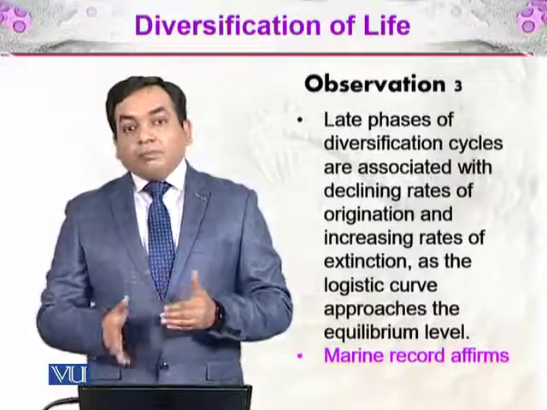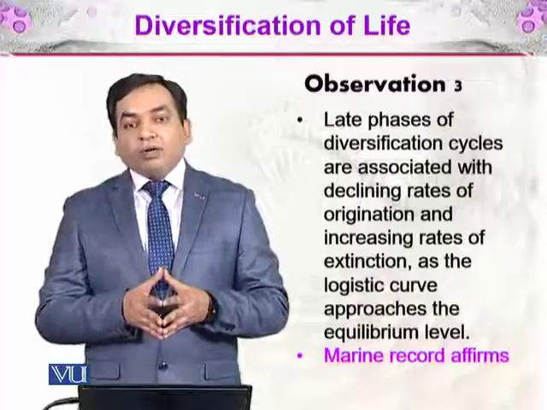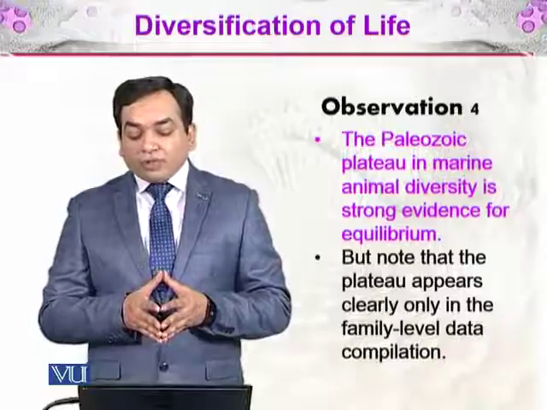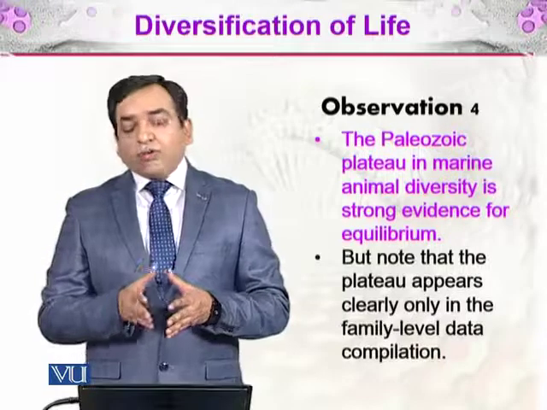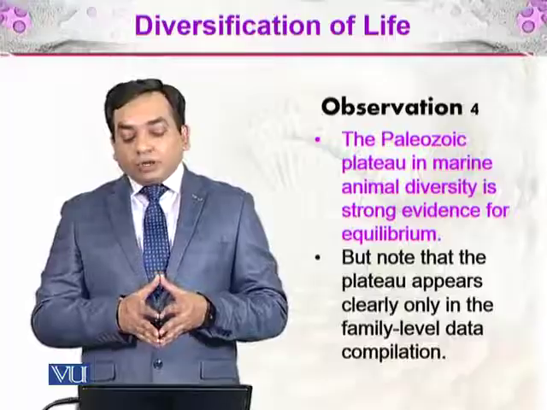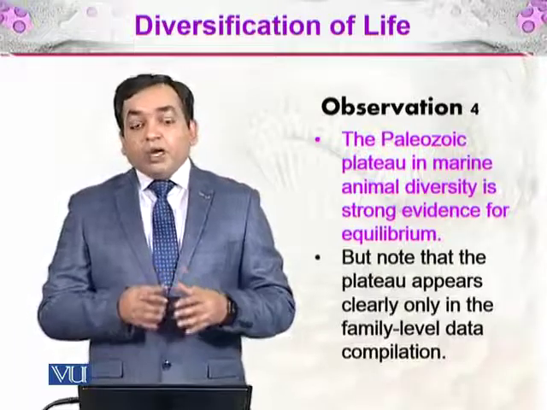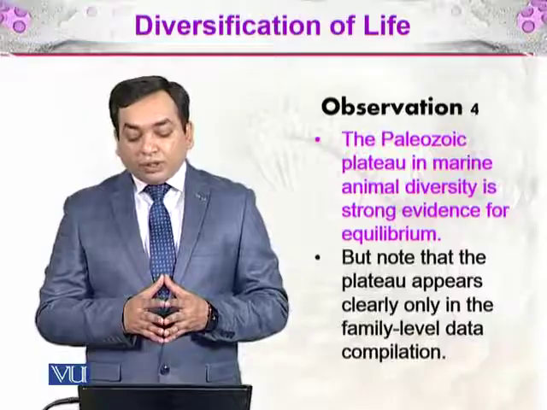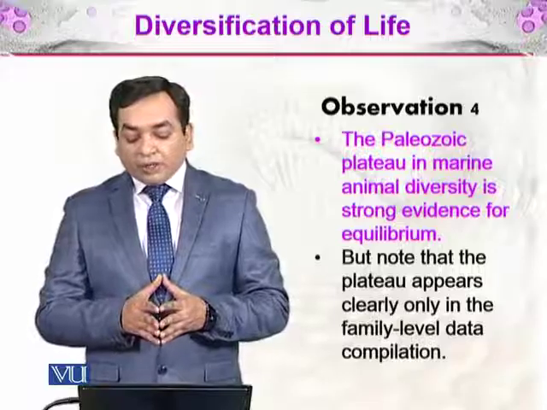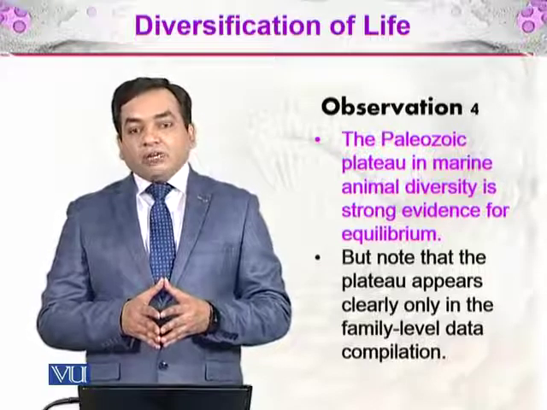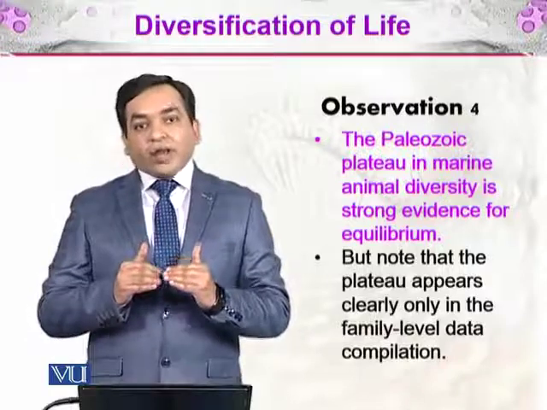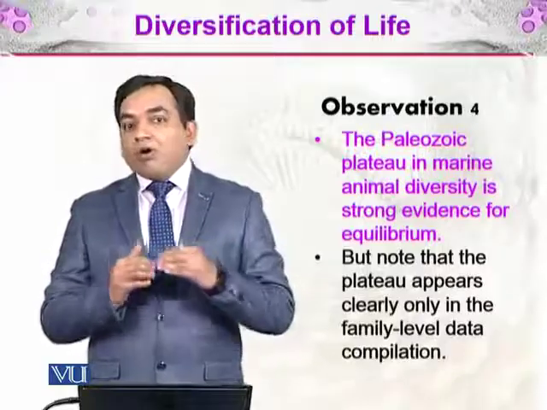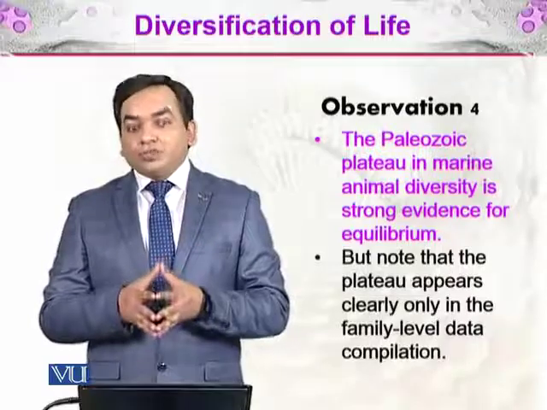And then there are marine records which affirm this observation. The Paleozoic plateau in marine animal diversity is strong evidence of equilibrium. In the fourth observation, similar to the third, marine diversity is in equilibrium with the environment. But note that the plateau appears clearly only in family level data compilation. So we are understanding this at the family level. If we go to a kingdom level or a particular habitat level, this won't be true.